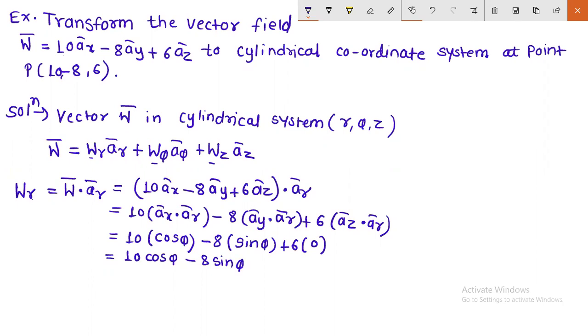Now here phi is required. We have to find phi because point P is given in Cartesian. So first we will have to convert this point into cylindrical, then we can find phi here. Okay, no problem. So we'll keep this wr as it is.